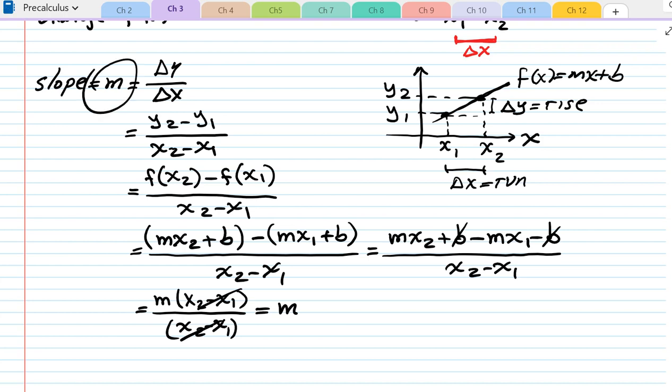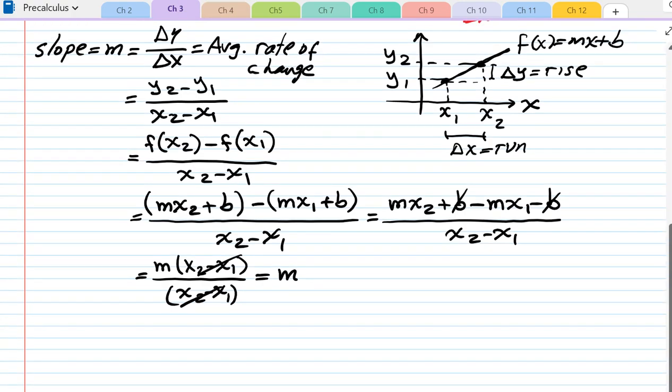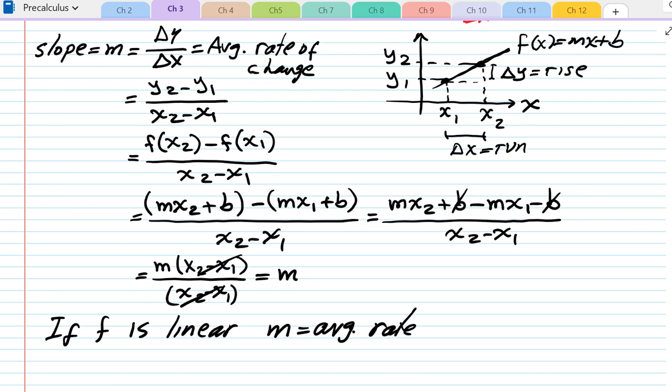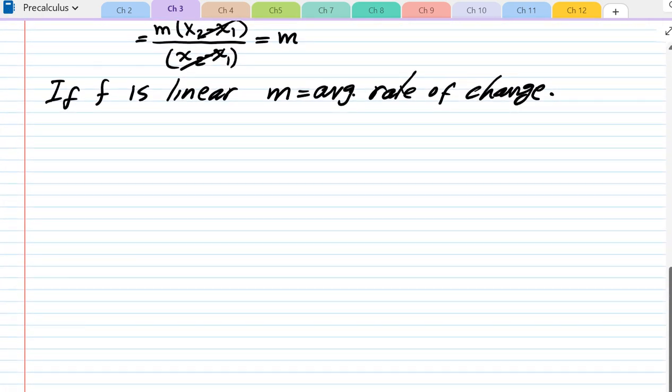Okay, so, well, what did we just show? Because we started with m, we ended up with m, so it looks like, okay, what does that mean? Well, remember, this was the average rate of change. Therefore, for a linear function, the average rate of change is the same as the slope. If f is linear, the slope is equal to the average rate of change. That's not true for other functions. So if a problem asks you to find the average rate of change, you simply find the slope.